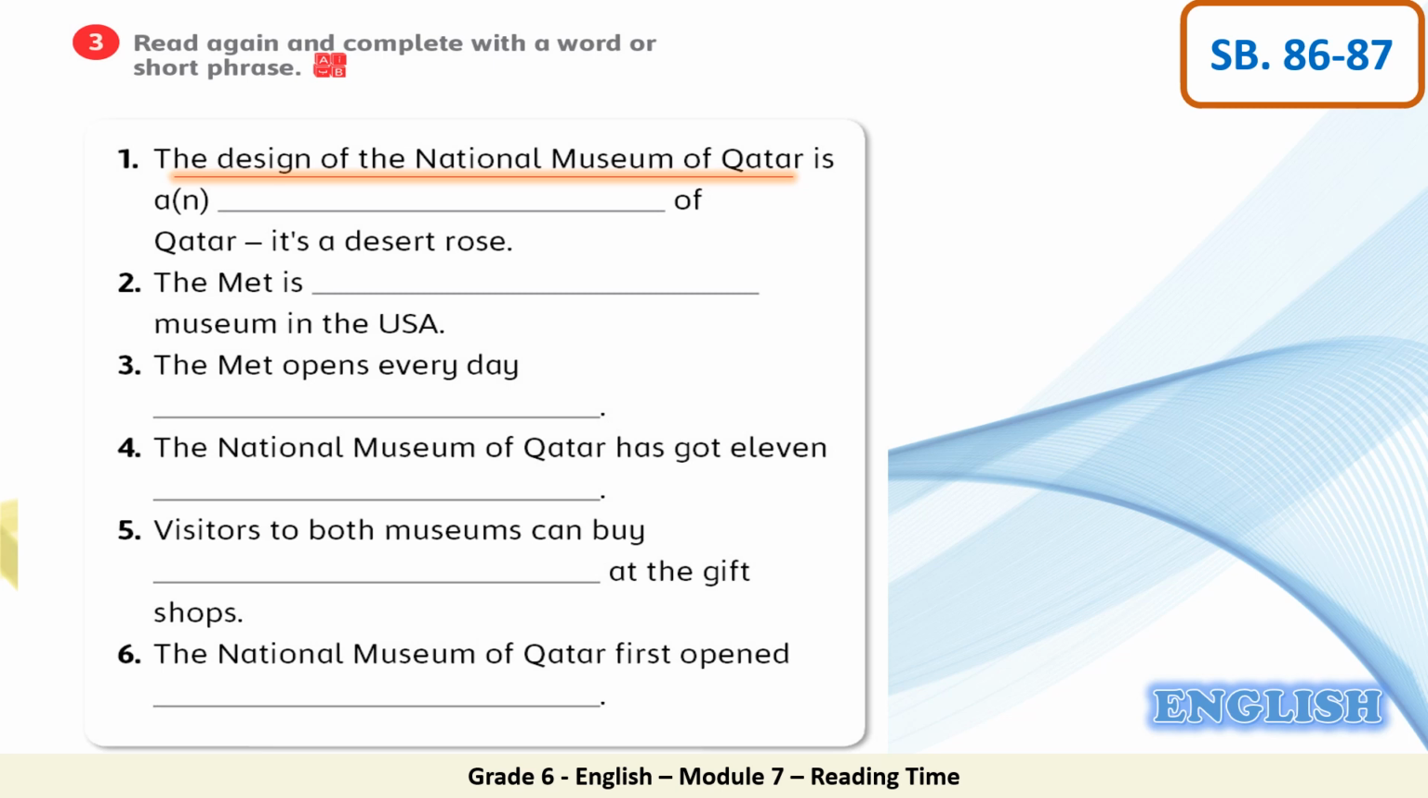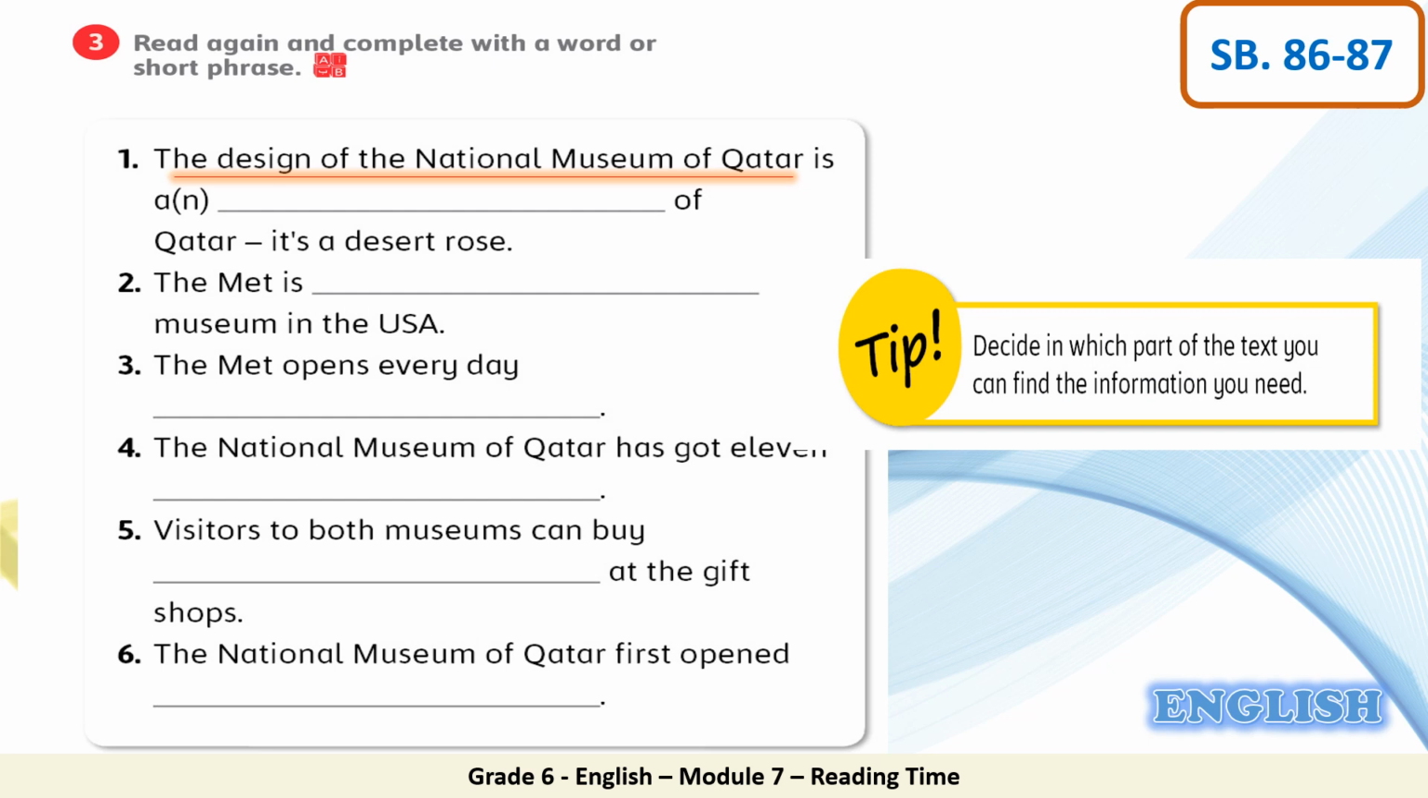This sentence talks about the National Museum of Qatar. So where can we find this piece of information? When we look for a piece of information, we have to be smart because this text talks about 2 different museums. So I have to look at this piece of information in the first paragraph. So our tip today is decide in which part of the text you can find the information you need before you start looking for it.